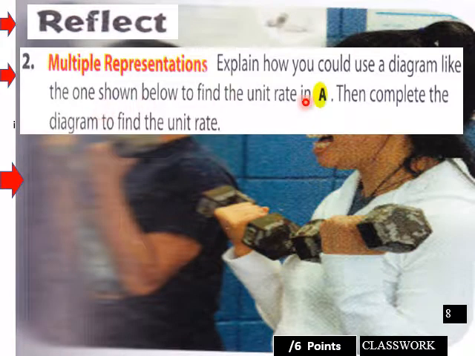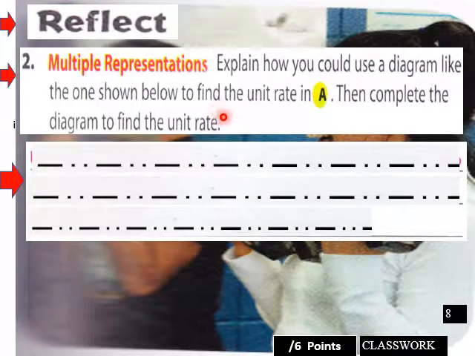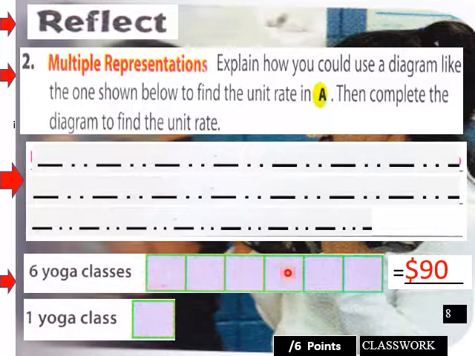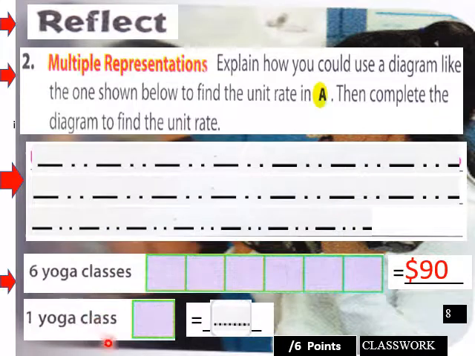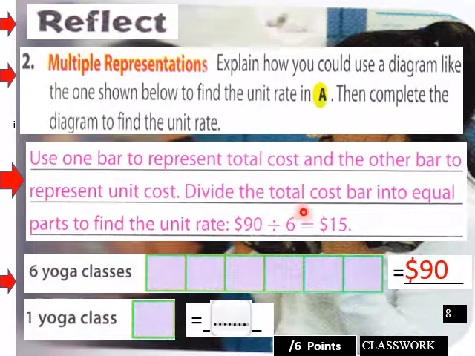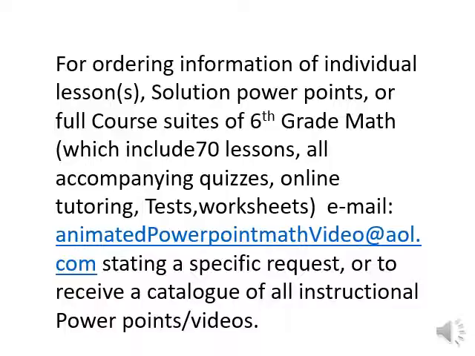Okay, multiple representations. Explain how you could use a diagram like the one shown below to find the unit rate in A, then complete the diagram to find the unit rate. So we have 6 yoga classes here. $90. One yoga class would equal blank. Use one bar to represent total cost and another bar to represent unit cost. Divide the total cost bar into equal parts to find a unit rate. So 90 divided by 6, 1, 2, 3, 4, 5, 6 equals 15, right? So 15 would equal one of these spaces. This is another way of looking at it.